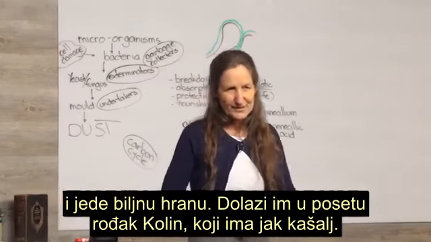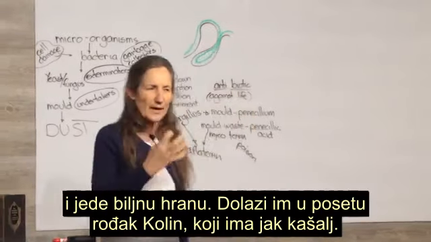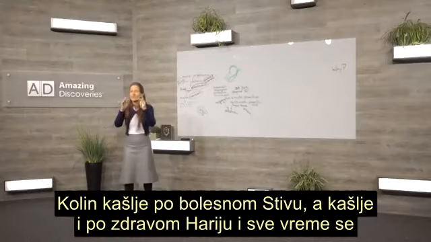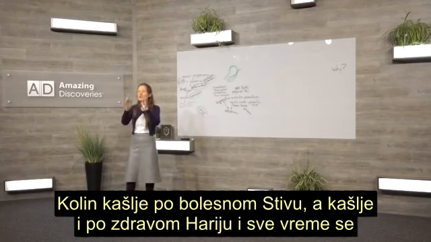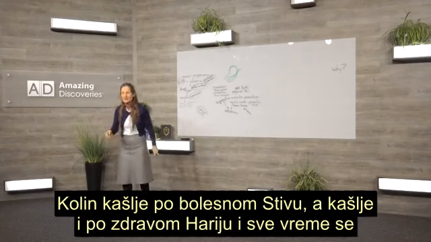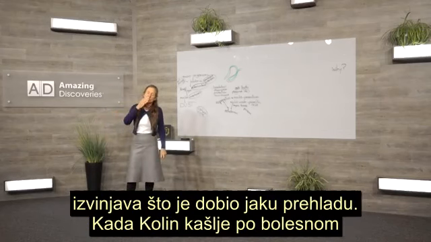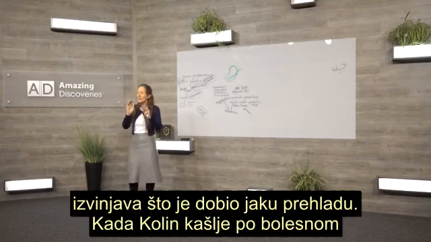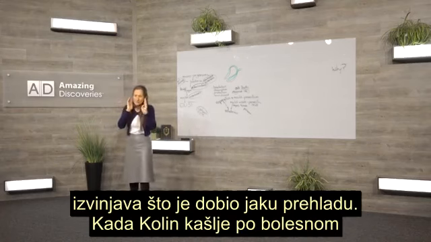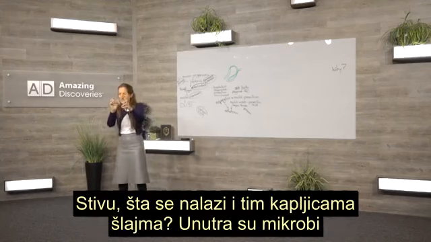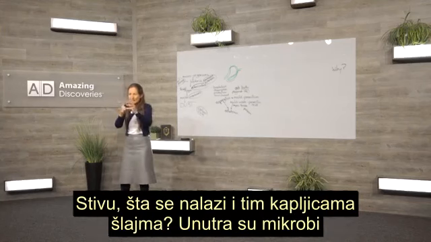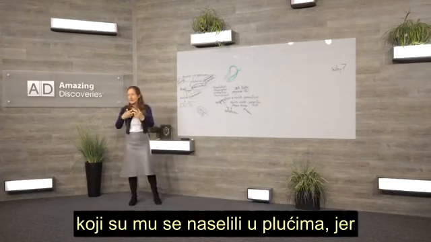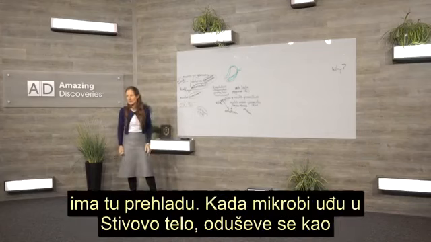Cousin Colin visits, and Cousin Colin has a bad cough, and he coughs all over Sick Steve, and he coughs all over Healthy Harry, in the meantime saying, "Oh, sorry, but I've got a very bad cold." Now, when he coughs over Sick Steve, what's in those little droplets of mucus? They're little microbes, busily working in his chest because he's got this cold.